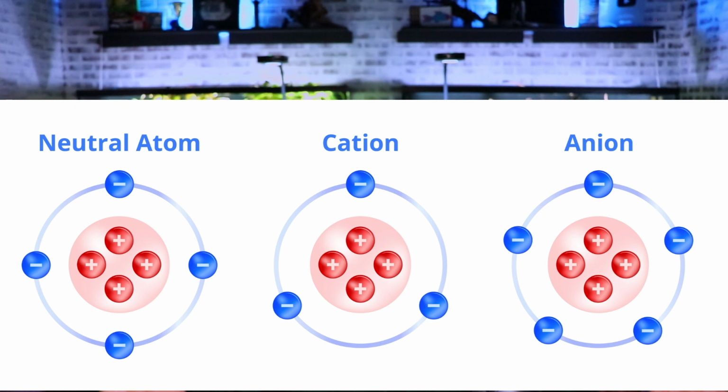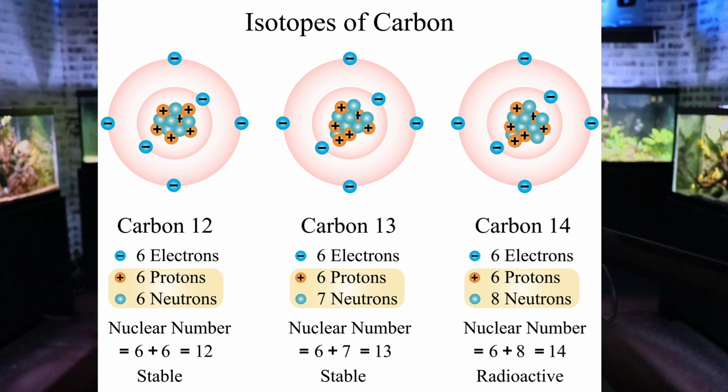And so here, the main point is whenever you see an ion, we have a difference between the protons and the electrons. Cations are positively charged, anions are negatively charged. The other thing that can happen is we can have what's known as an isotope.